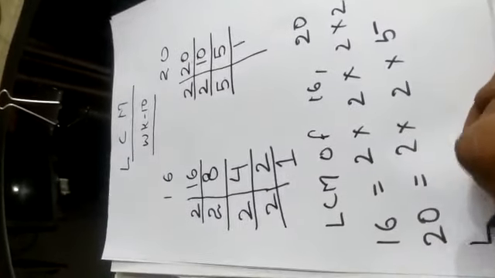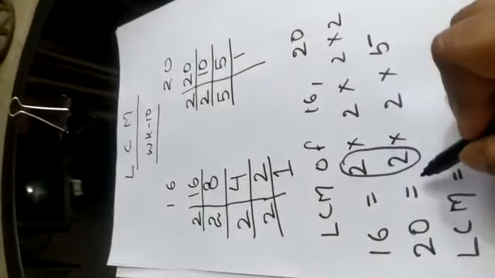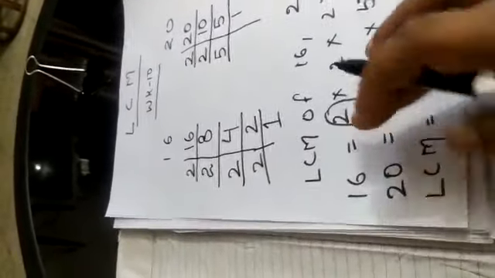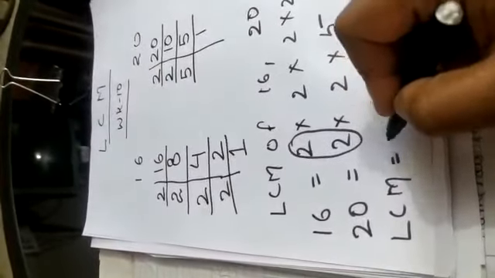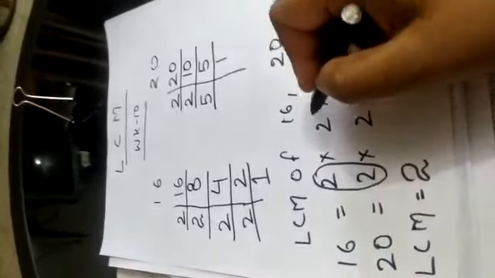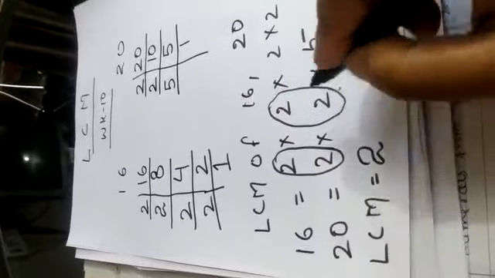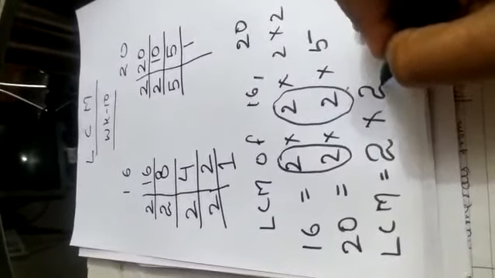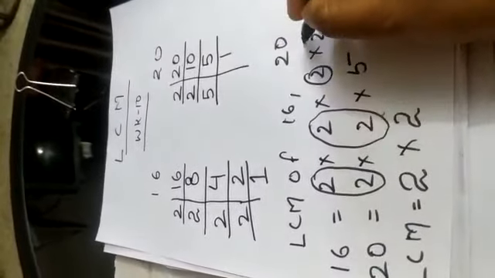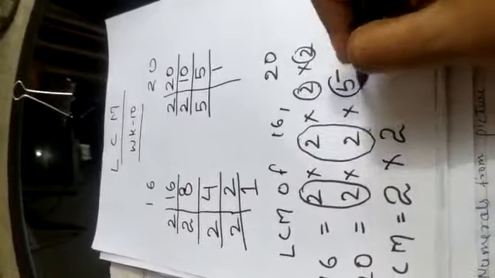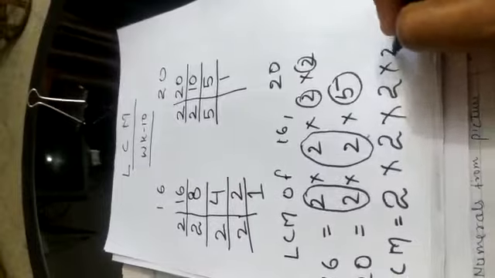So here, what is the LCM? We will take the common factors once. 2 and 2 are common, appearing in both 16 and 20. So we take one common 2. The next 2 is also common, so we take it only once because it appears in both. Now the rest, the remaining 2 and 2 in 16 and the 5 in 20, we also include along with the common factors. So 2 into 2 into 5.